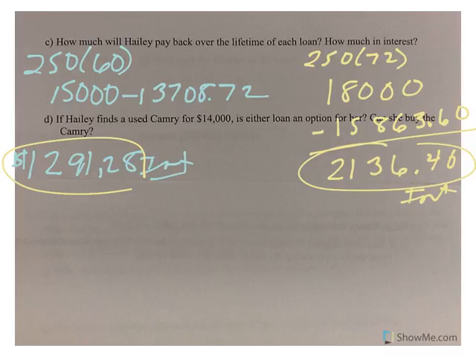Okay, part D. If Haley finds a used Camry for $14,000, is either loan an option for her? Yeah. If you recall, the second loan here, she could use $15,000 some. So she wouldn't even need that whole loan amount, but she could totally use the second 72-month loan and buy that used Camry for $14,000.